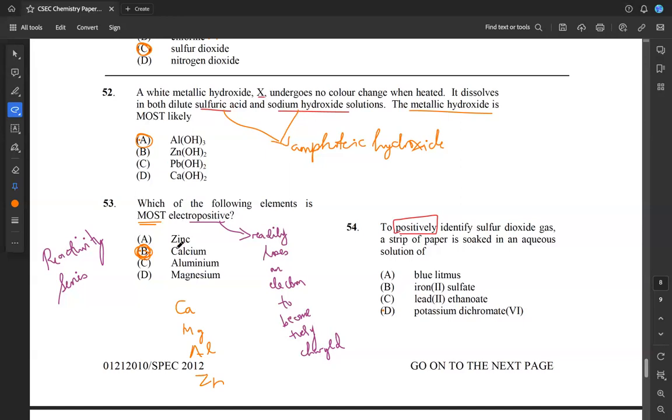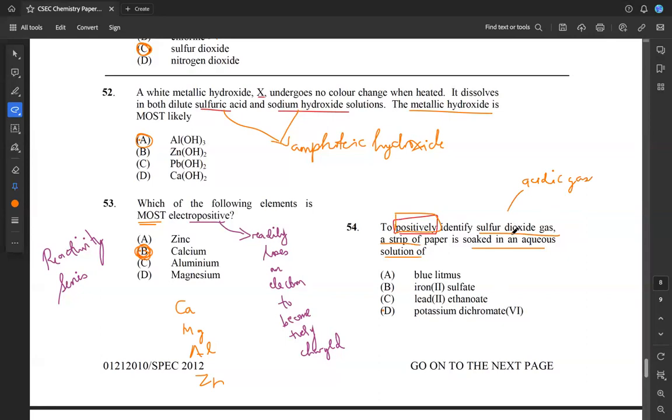So 54 now says that to positively identify sulfur dioxide gas, a strip of paper is soaked in an aqueous solution of what? So this is the key word here. The key word is to positively identify, right? In the very first instant, we can say, okay, sulfur dioxide is an acidic gas. So we know that if we use a blue litmus paper, it's going to turn red, right?